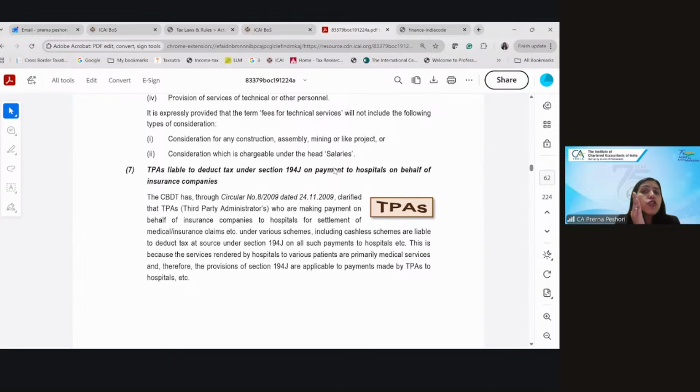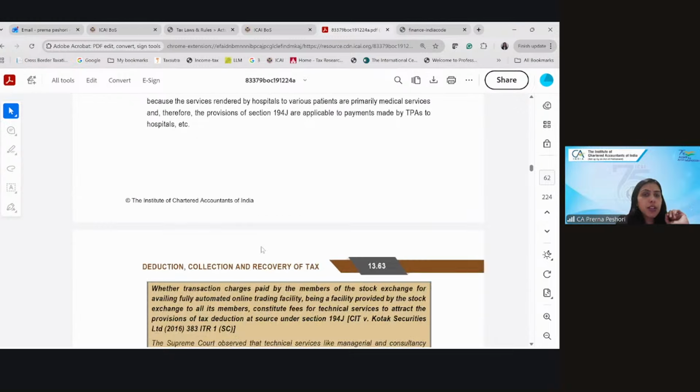So whether 194J is applicable on payment to the hospitals by the TPAs on behalf of the insurance company. When the TPA pays the hospital, whether 194J applies. The CBDT has clarified that the TPAs who are working for the insurance company and are making the settlement of insurance to the hospital are actually liable to deduct TDS under 194J on the payment to the hospital, because this is a medical service covered under the profession. So here, the TDS will be applicable in this particular case.